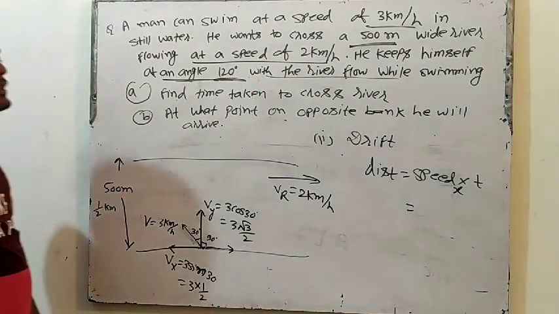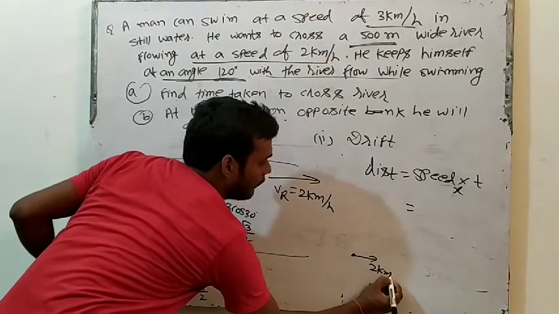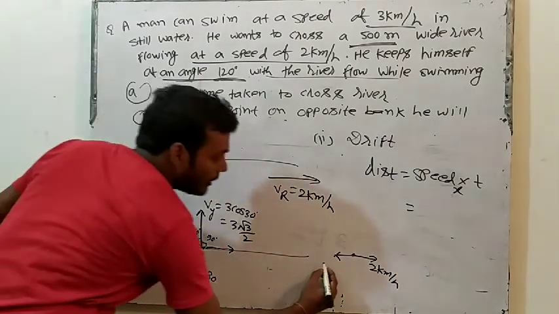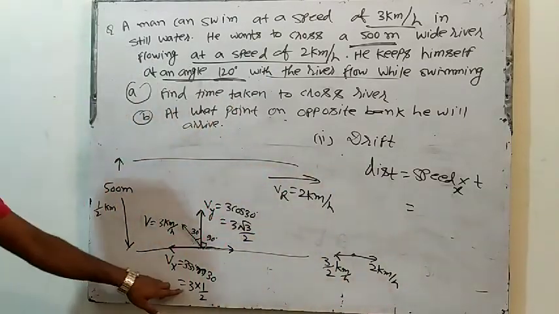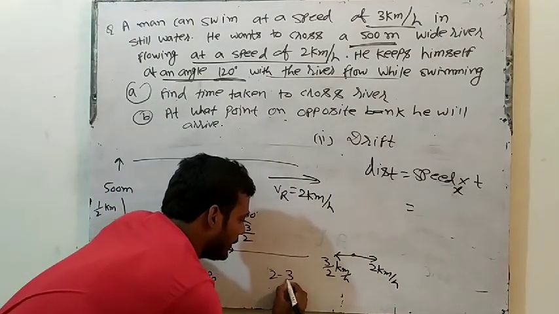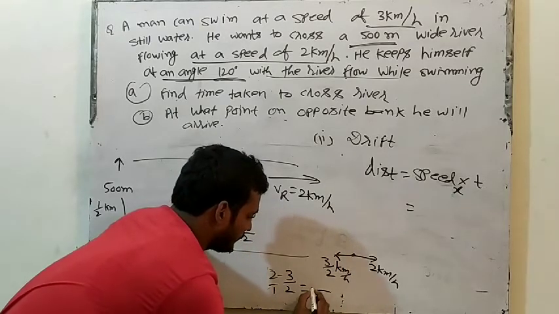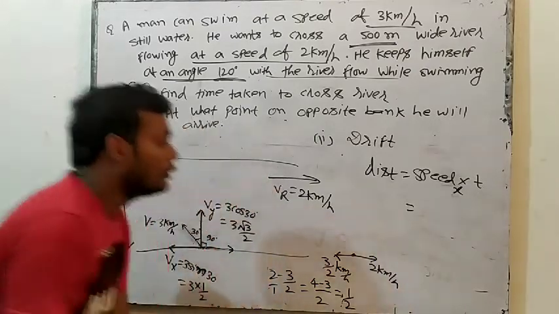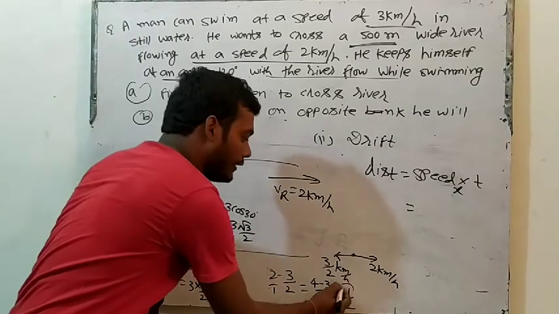See, we have to take the net speed in x. Here, the velocity of the river is how much? 2 km per hour. And the velocity of the man in x is how much? 3 by 2 km per hour. So this is in minus x and this is in plus x. So net velocity will be 2 minus 3 by 2. LCM will be 2, so this will be 4 minus 3, which is 1 by 2. So net speed will be in plus x with a speed of 1 by 2.